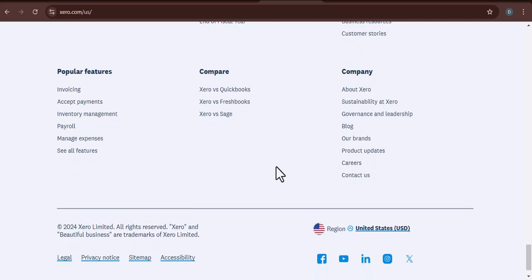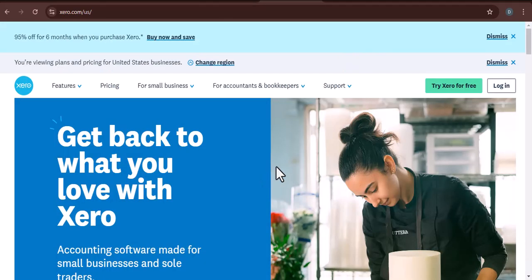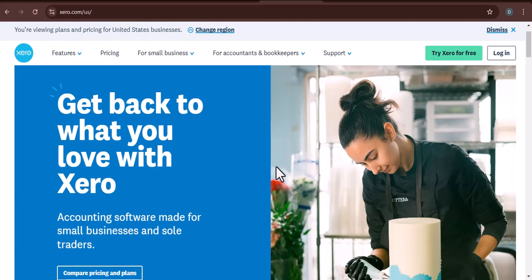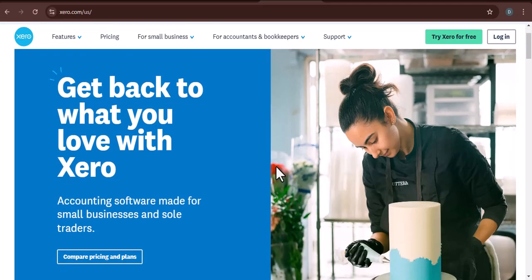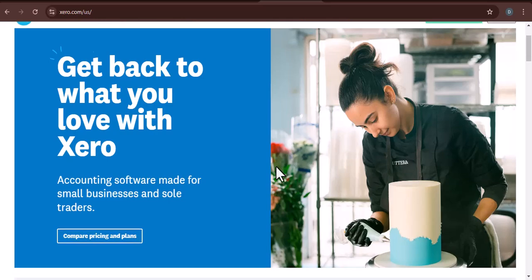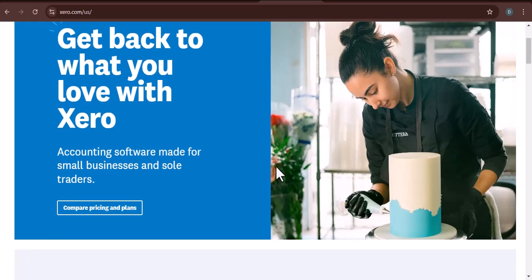Moving money effectively within your business is crucial for smooth operations and financial health. By leveraging Xero's features and integrations, you can streamline your financial processes and gain better control over your cash flow.